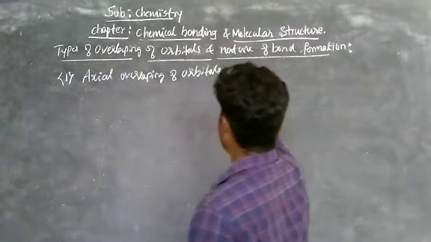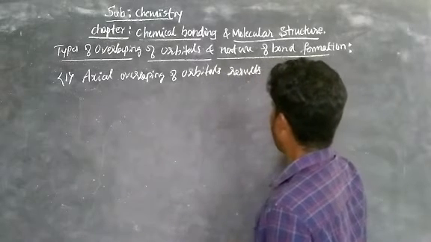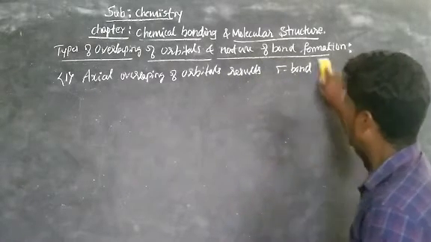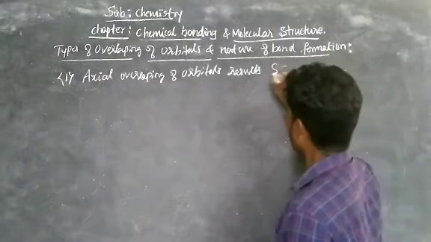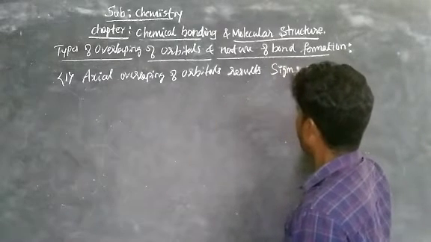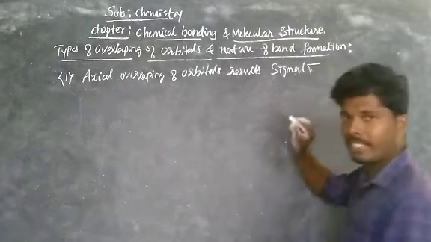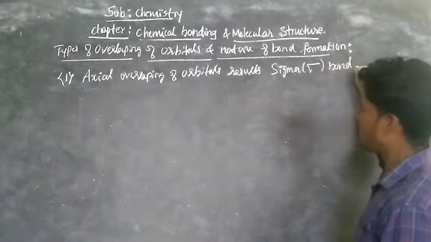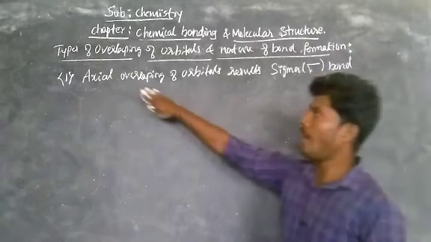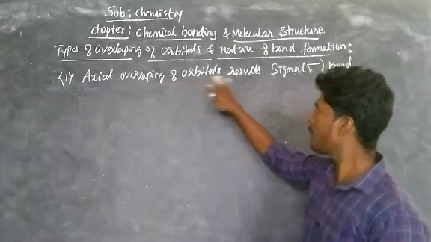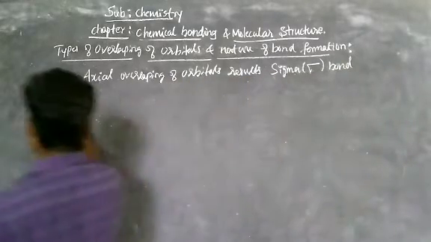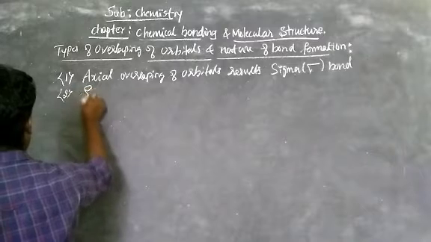orbitals results in sigma bond. The sigma bond is represented like that. This is the sigma symbol. So listen, axial overlapping of orbitals results what? Sigma bond. This is the first case, and second one is sideway overlapping.